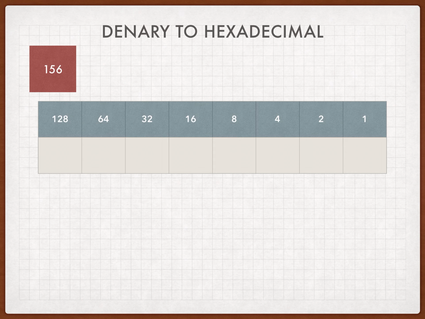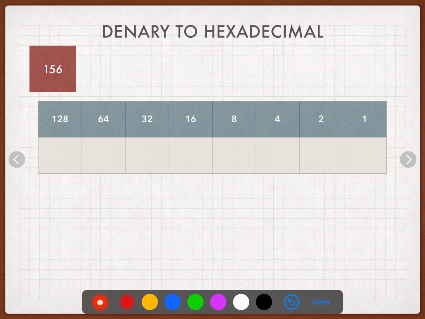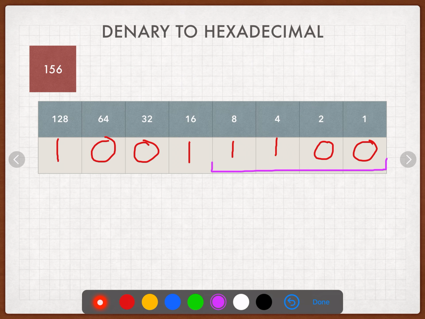To begin converting a number from denary into hexadecimal, we begin by writing the number in binary. To make 156, we add together 128 with 16 to get 144. We add 8 to make 152 and 4 to make 156. Once you've got your 8-bit binary number, we split this into nibbles, which are blocks of 4. We start with the least significant bit, which is 1, and make a group of 4, and we repeat this for the rest of the number.